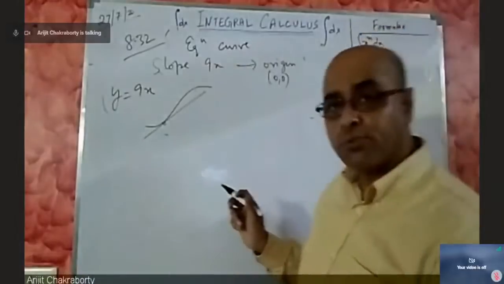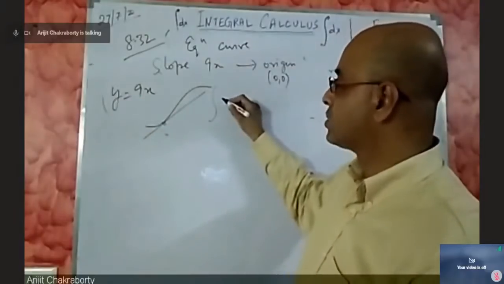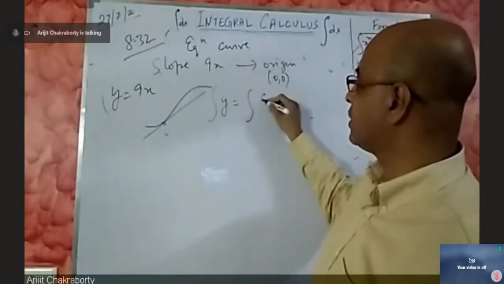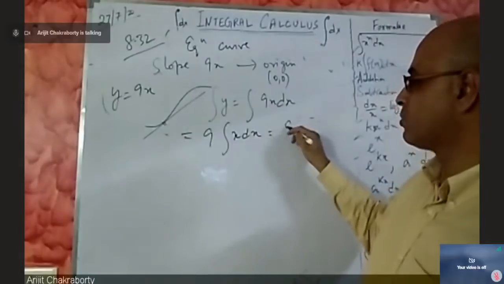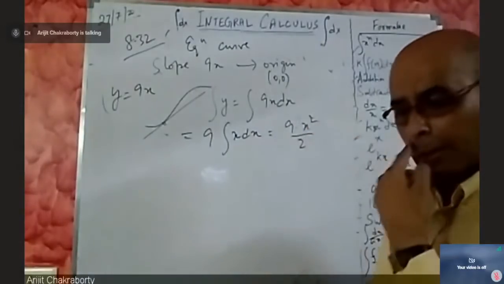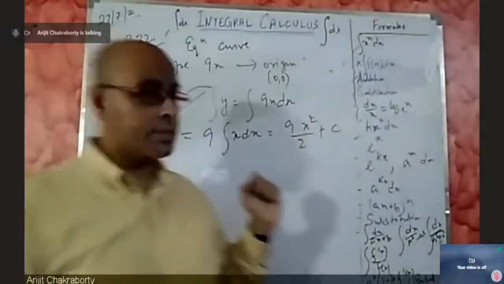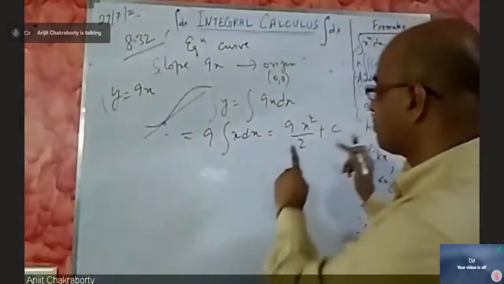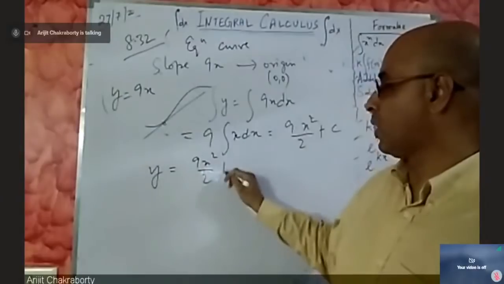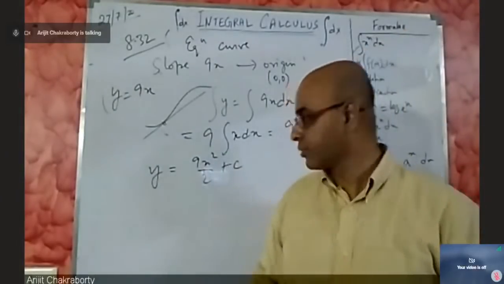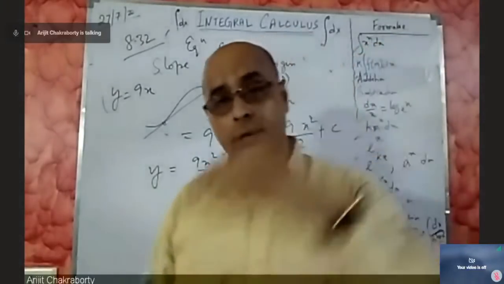So now, in order to find the equation of the curve, what I do is integrate. So y equal to 9x. If you integrate, you will get the integral of 9x dx. So 9 comes out, you have x dx, and this becomes 9 into x square by 2, plus, of course, the constant. Now, please note that the equation is y equal to 9x square by 2 plus c. This gives the equation of the curve.